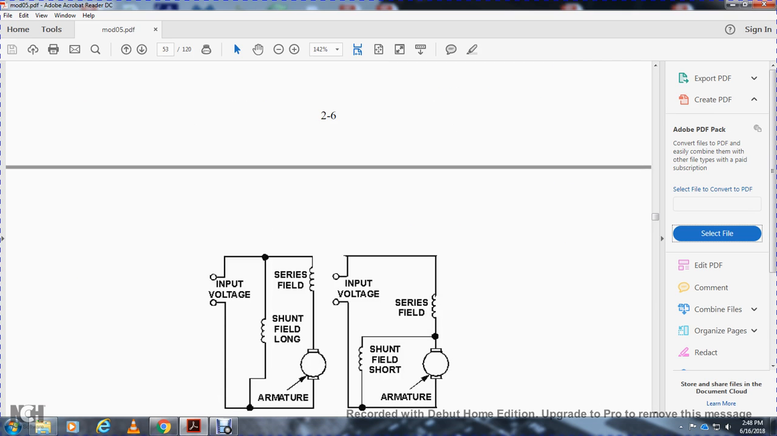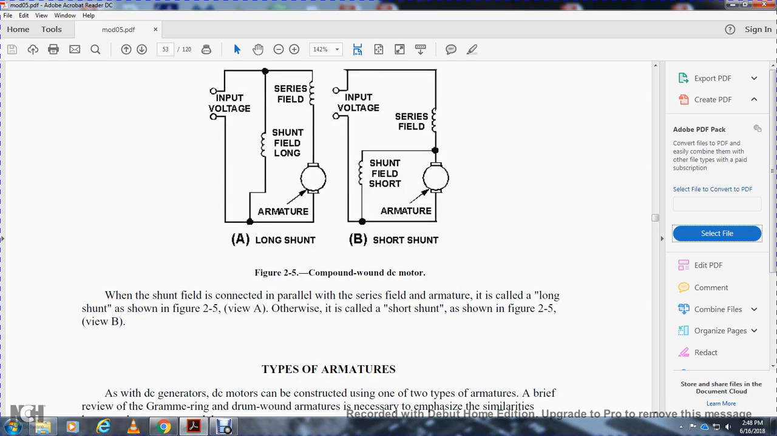The figures show the shunt field, the series field, and the armature on both compound wound DC motors. The shunt field connected in parallel with the series field and armature is called the long shunt, as shown in Figure 2-5 view A, and the other is called the short shunt, as shown in Figure 2-5 view B.